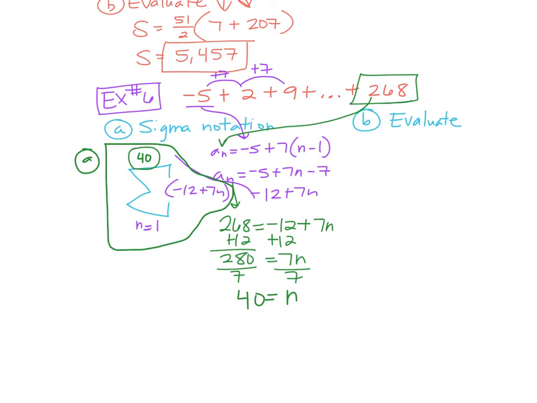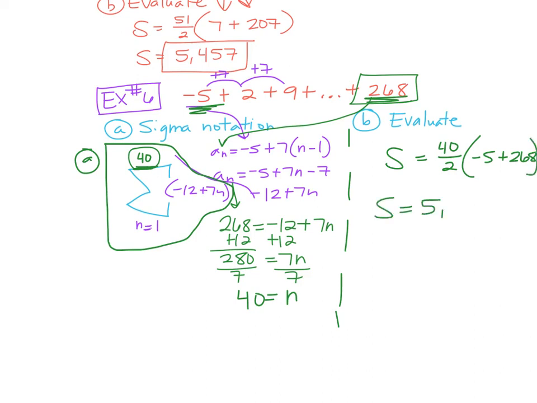Okay, then from there you need to evaluate it. So now we're going to put it into the sum formula. Sum equals, you would do the 40, this top number here, 40 over 2, 40 terms, times the first term, -5, that's over here, plus the last term, 268, and plug that into your calculator, and you get 5,260. Did you get it? Hopefully you got it. Let me know if you have any questions.